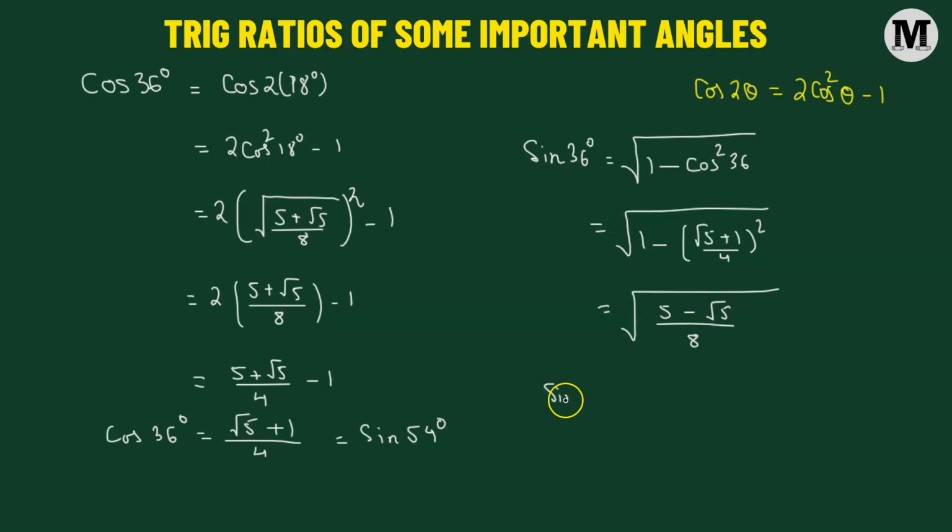There is one more way to find out the value of sine 36 degree. We can rewrite it as sine of 2 times 18 degree, which will be equal to 2 times sine of 18 degree and cosine of 18 degree. So we substitute the value of sine 18 degree as well as cosine of 18 degree, multiply it with 2, and this should give us the same result. And sine 36 degree, this value will also be equivalent to cosine of 54 degree.